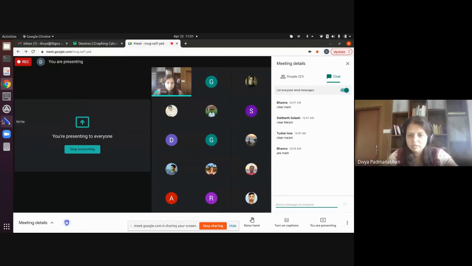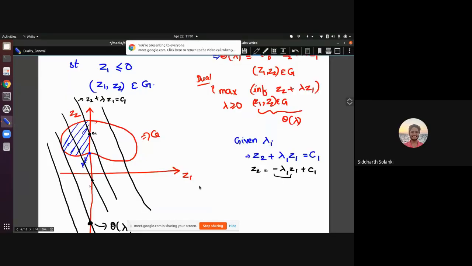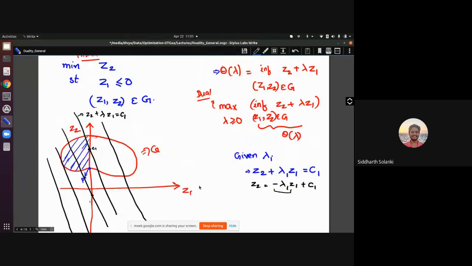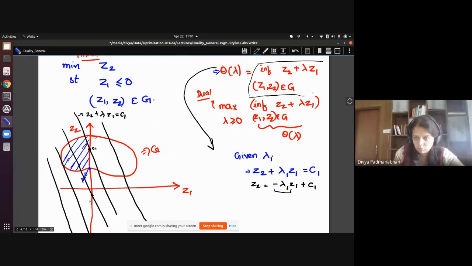Is there something that's bothering you, or anything you want me to explain again? Ma'am, here we were varying lambda one. Whatever I said right now is for a given lambda. I'm not looking at the dual right now, I'm just looking at this theta lambda, where lambda is fixed, and I'm trying to find the infimum of this for a fixed lambda.